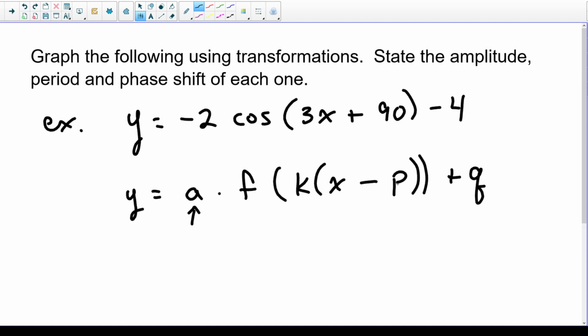P controls whether the graph moves left or right. Q controls whether the graph moves up or down. But P does the opposite of what the sign inside the bracket states. Now I want you to notice that the format of this equation is wrong. What do we need to do when we have a bracket like that defining the x transformations? Correct. We need to pull that 3 out. We need to factor that 3. Okay? So I'm going to do that right below here.